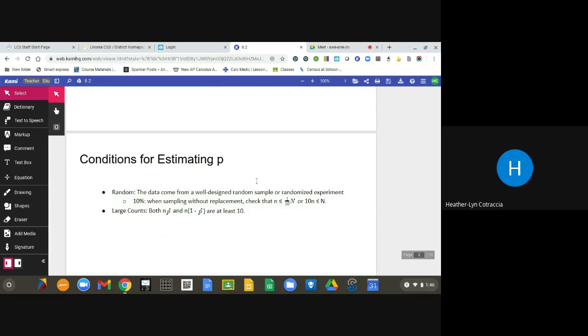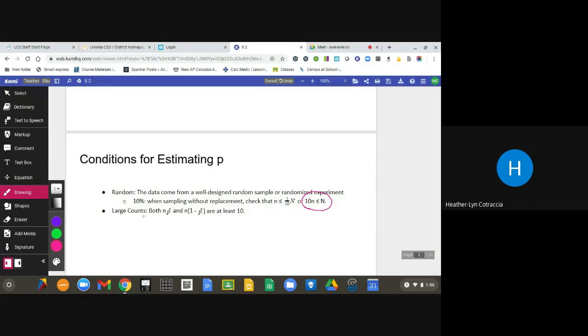So random, it needs to say somewhere in there that it's random. 10% when you're sampling without replacement, which means you're just taking something out, you're not putting it back into the population to choose to recheck. You need to check your 10% condition. We've already been kind of dealing with this. Remember, this is the one that I prefer. So you do 10 times your sample size has to be less than or equal to the population.